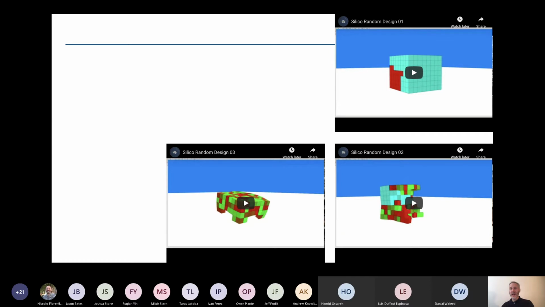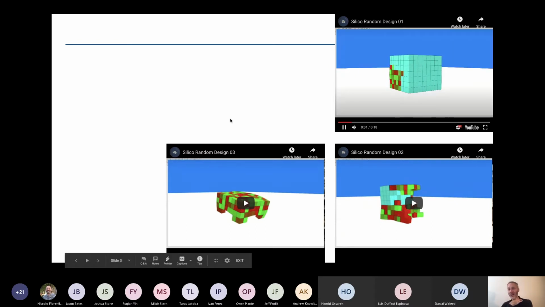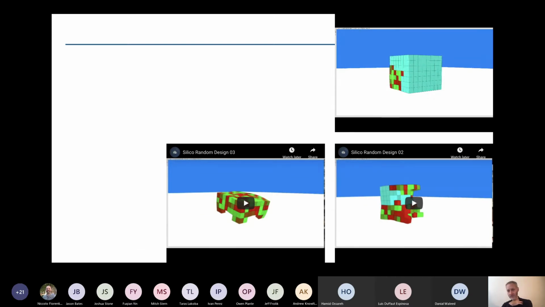If you Google VoxCAD, you can have a look and download this and play around with it if you like. So our evolutionary algorithm is going to take a series of designs and instantiate them in VoxCAD. Here's the beginning of one run of this evolutionary algorithm that's created one random design.